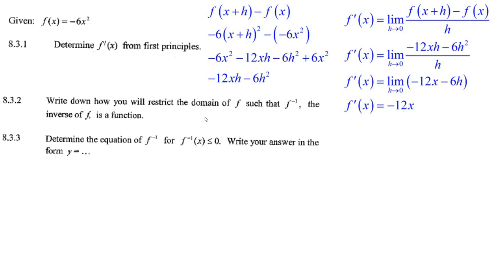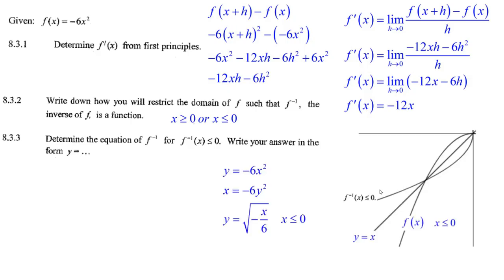Now, how would you restrict the domain of f to the domain of this? Ooh, all of a sudden we're into inverse functions. How would you restrict the domain of f to make it a function? Well, there'd be two ways you could do it. You only want one branch. It's just an unhappy parabola. You can take the right-hand side where x is greater than 0 or the negative side.